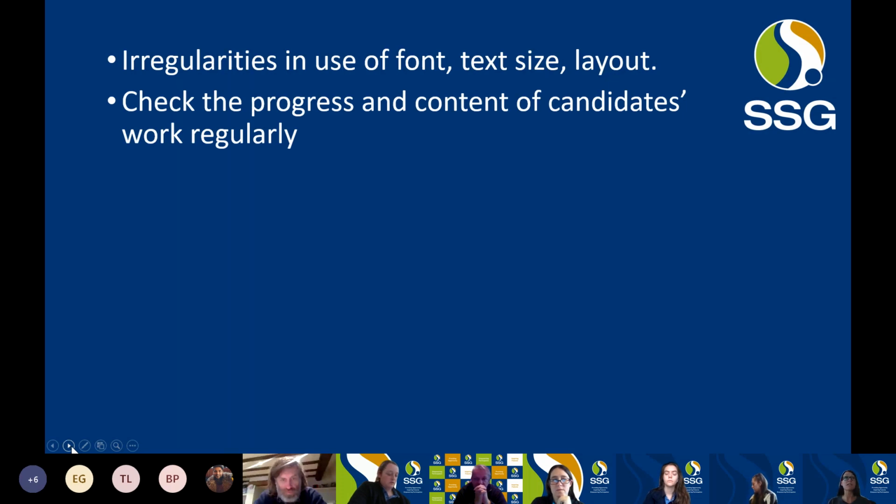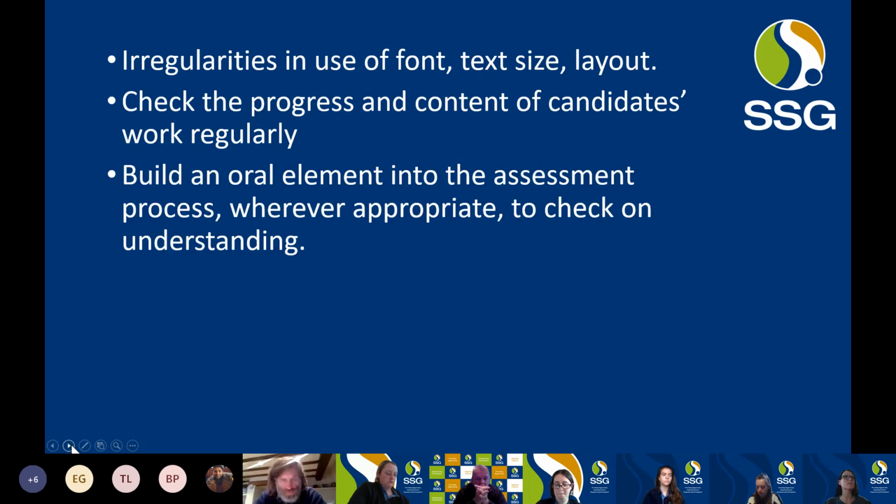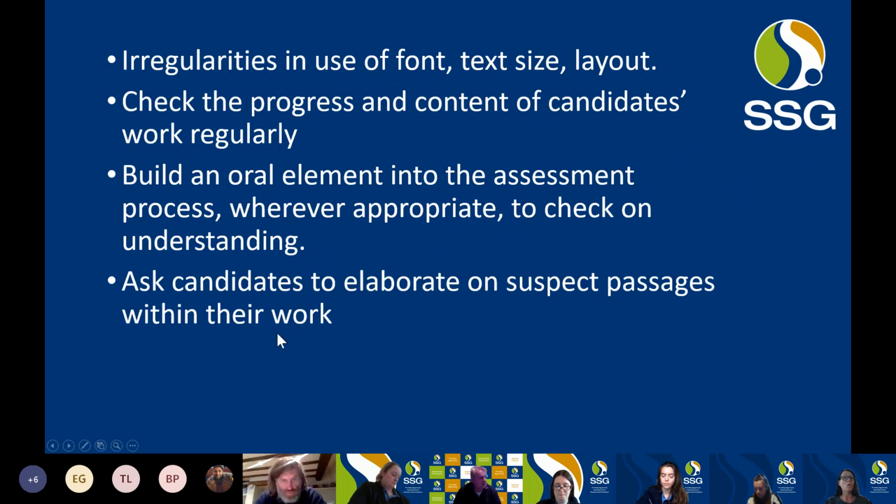Check their progress and their content regularly, so picking up on it from a very early stage, and then educating them on their referencing and their use of citations. You might want to look at building an oral element into the exam process to check on their understanding. So a professional discussion, for example, where they can't plagiarise because they have to talk and tell you what they think. Or also getting them to elaborate on any suspect passages within their work.